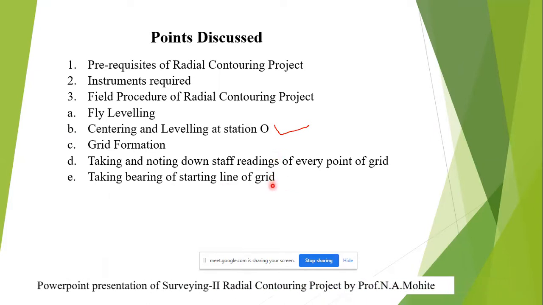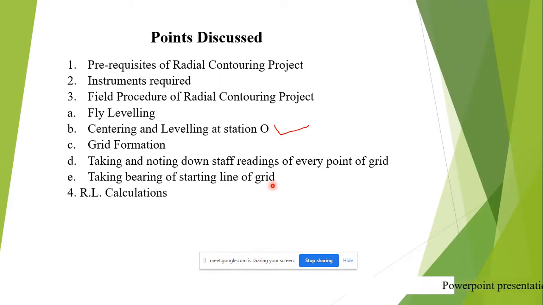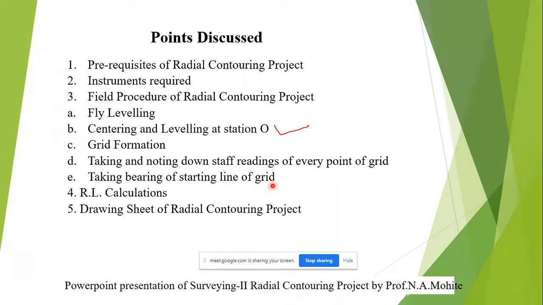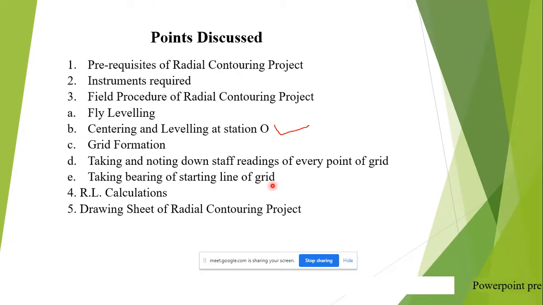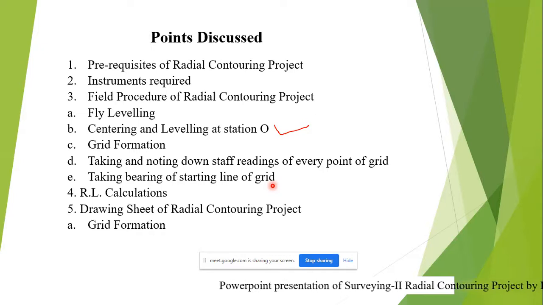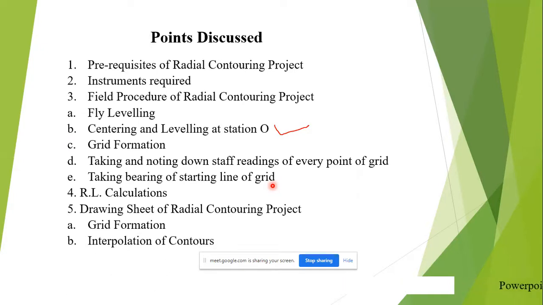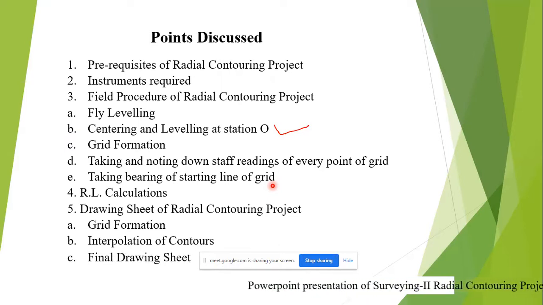In this session we are going to see how the RLs are calculated, how the drawing sheet for radial contouring is to be drawn, that is how the grid formation is done by taking a suitable scale, then how the interpolation of contours is done, and the final drawing sheet. After drawing the entire sheet, we will see what checks we are supposed to take. So we'll see one by one.